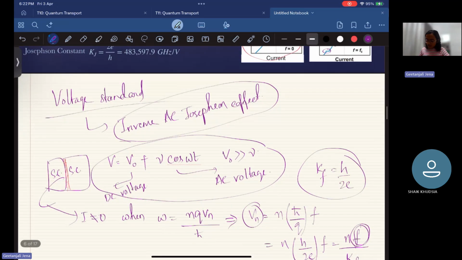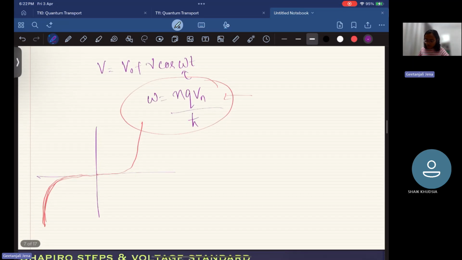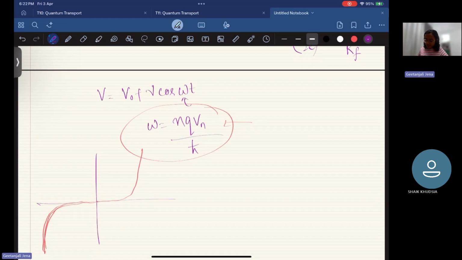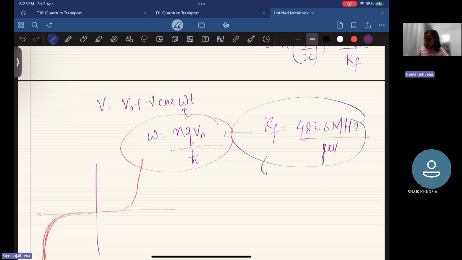So this is what we mean by that voltage standard. It's based on the Josephson effect, or AC Josephson effect. And just remember the value of Kf is 483.6 megahertz per microvolt. Okay, this will be helpful to solve the problem.